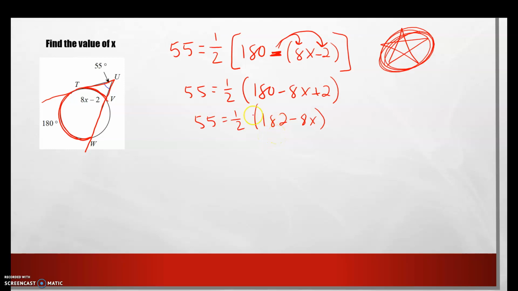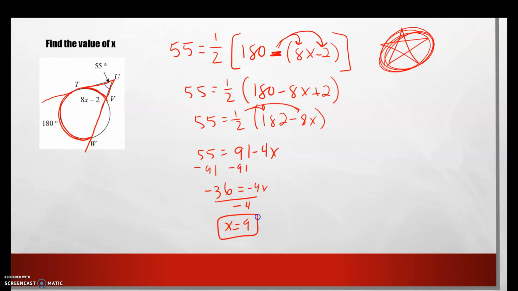So one way would be if I go ahead and distribute, I would get 55 is equal to half of 182 is going to give me 91 minus 4x. And then subtracting 91 from both sides, I'm going to get negative 36 is equal to negative 4x. Divided by negative 4, x is equal to 9.